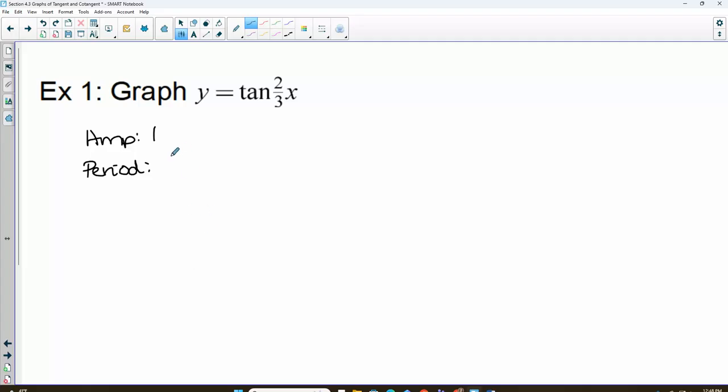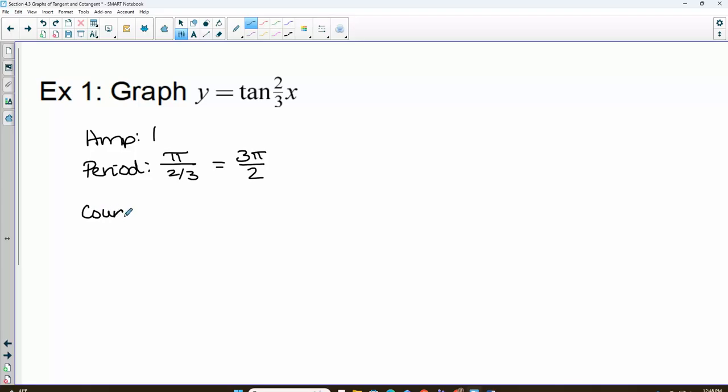Sine and cosine, we always did 2 pi divided by the number in front of x, because 2 pi was how long it took before those graphs repeated. How long does it take for tangent and cotangent to repeat? Just pi. So we do pi divided by the number in front of x. So we get 3 pi over 2.